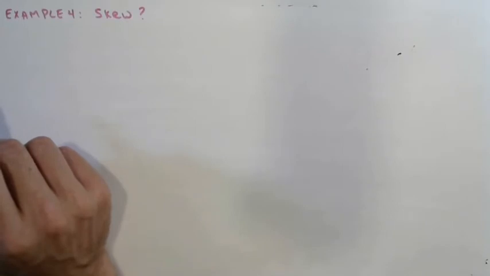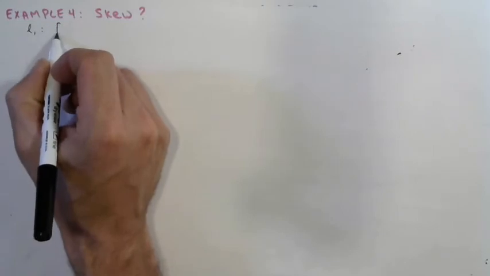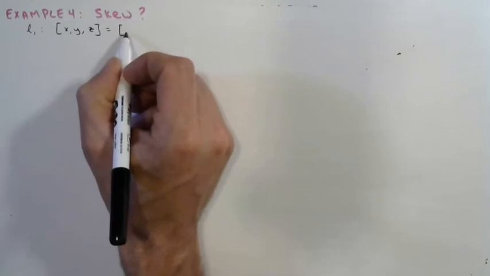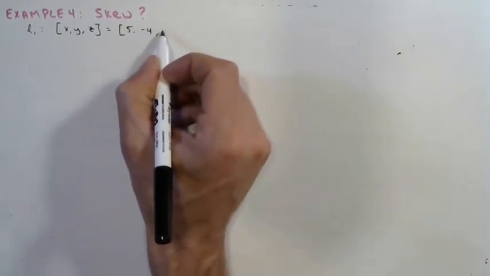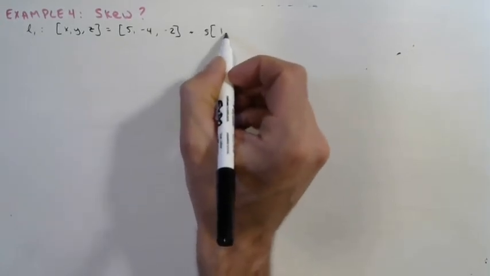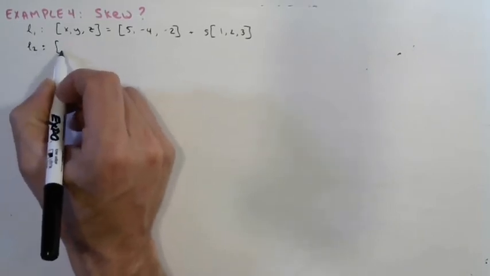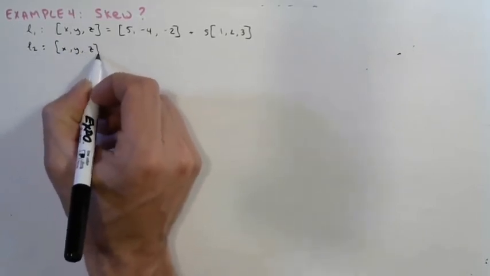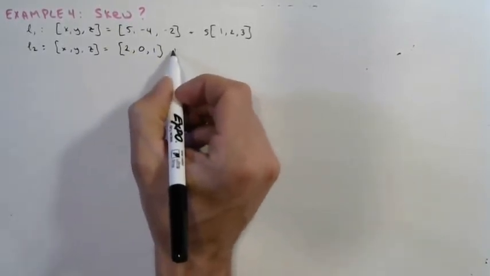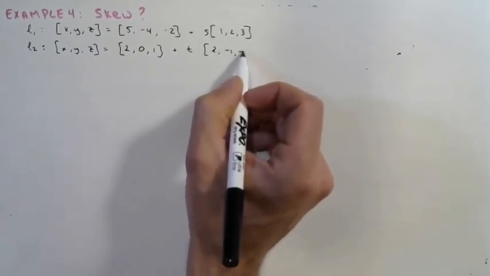In example 4, we're going to determine if two given lines are skew. And again, it's pretty much the same process. We've got x, y, z is equal to 5, negative 4, negative 2, plus s times 1, 2, 3. L2 is x, y, z is equal to 2, 0, 1 plus t times 2, negative 1, negative 1.